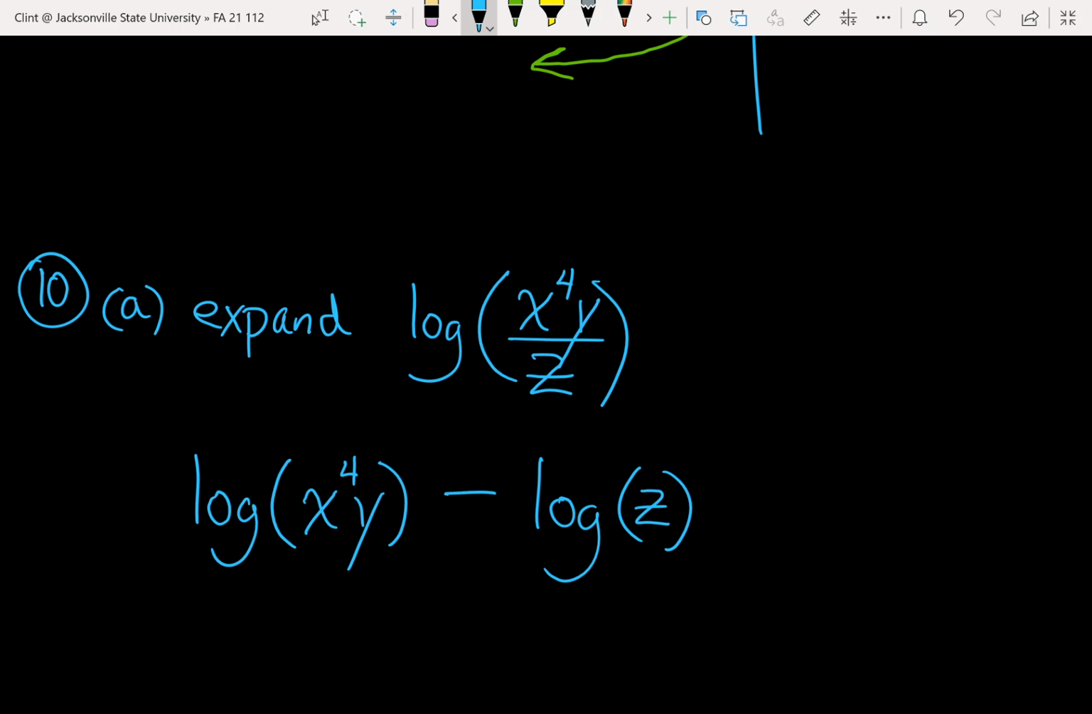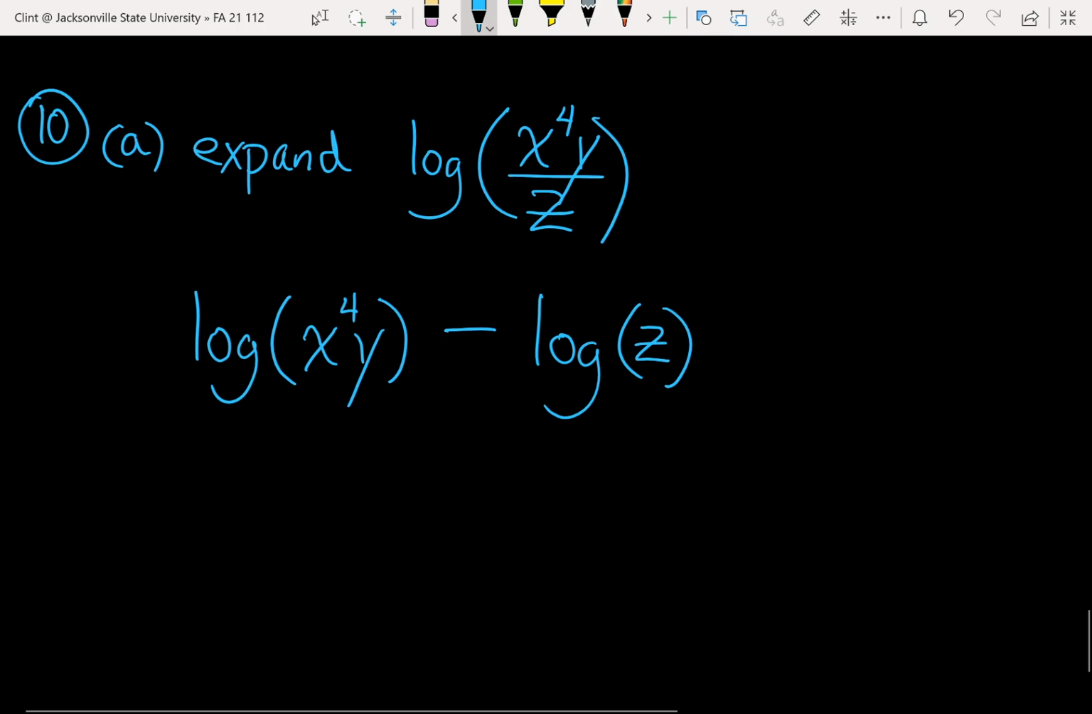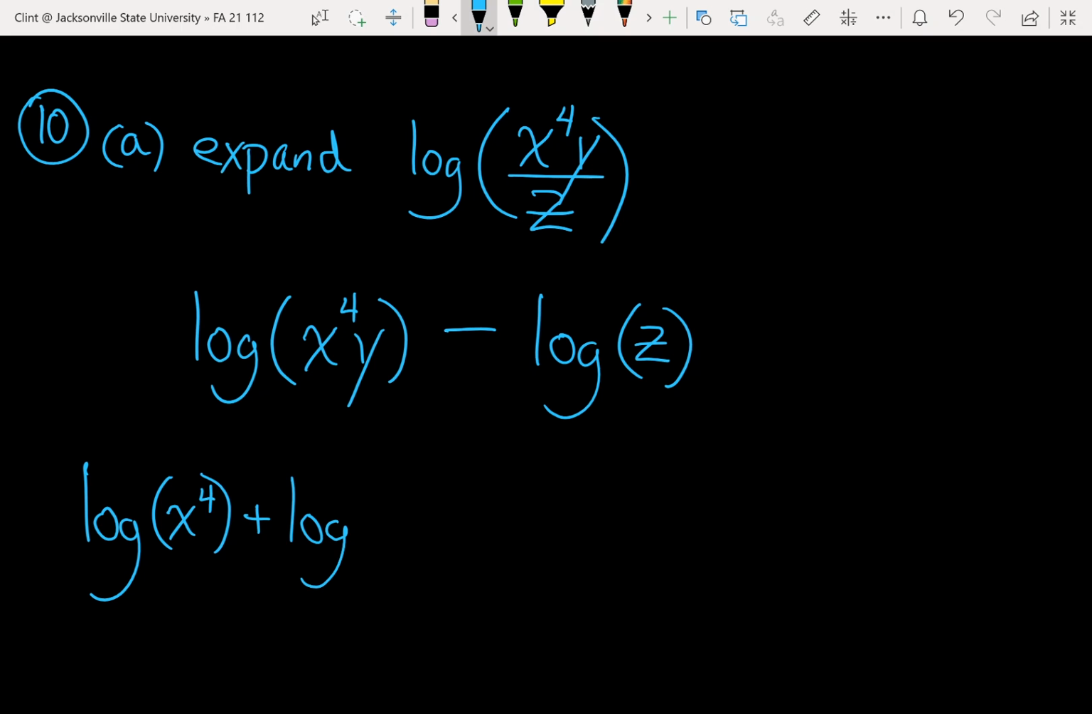And then on the first one, we've got x to the fourth times y on the inside. So that will turn into addition. We'll have log of x to the fourth plus log of y minus log of z.